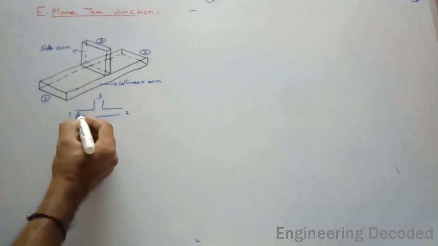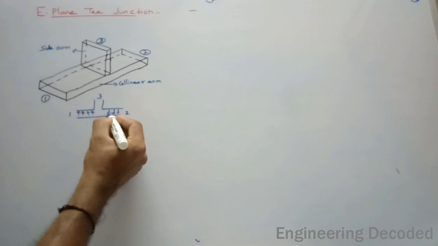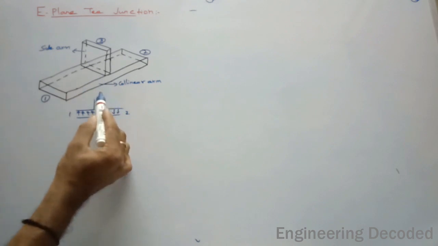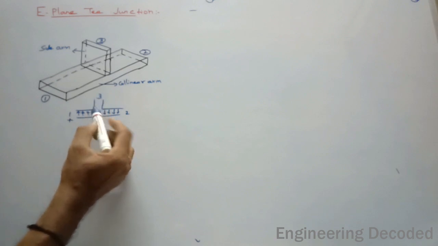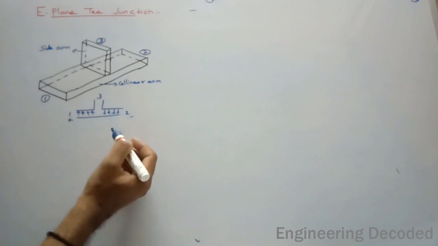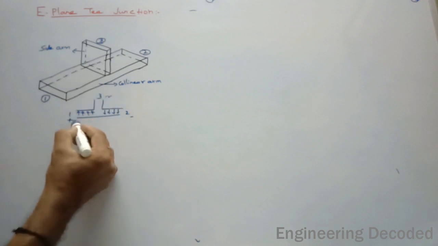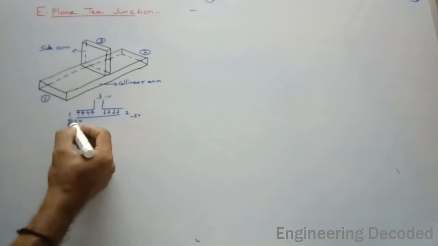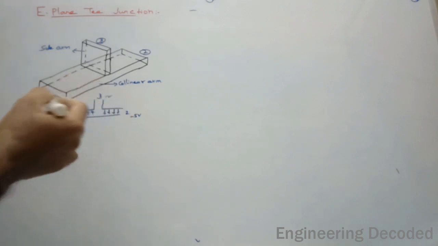So the lines of electric field will be positive in one port and it will be negative in the other port. So if I give an input through port 3, I will get a positive output at port 1, and if I apply an input at port 3, I will get a negative output at port 2. Suppose I am applying 5 volt at port 3, at port 1 I will get plus 5 volt and at port 2 I will get minus 5 volt. So my magnitude remains the same but my phase changes. This is the main thing we want to remember in an E-plane T.